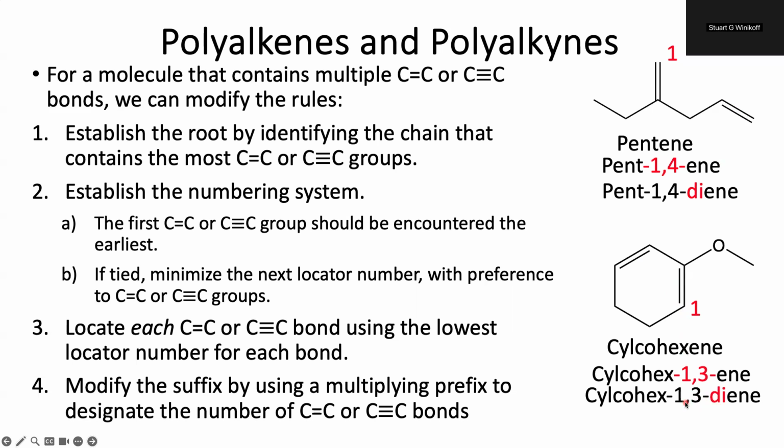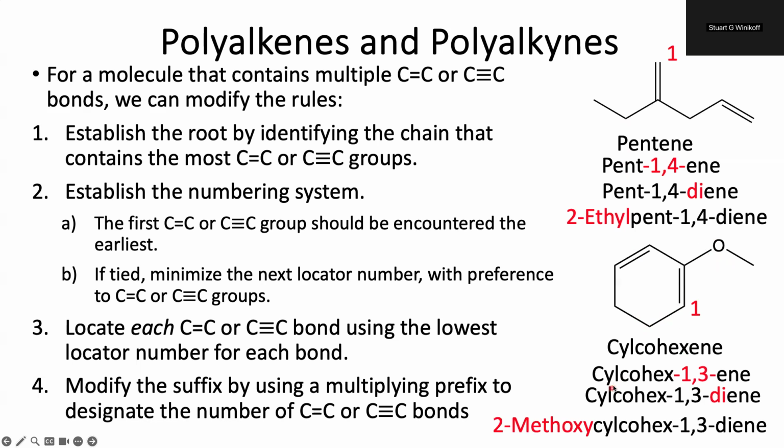Then, as usual, I can finish with the correct prefixes to designate any substituents. So for pentene, I have an ethyl group. So this becomes our 2-ethylpent-1,4-diene. And for our cyclohexadiene, I have a methoxy group at the 2 position. So I get 2-methoxycyclohex-1,3-diene.